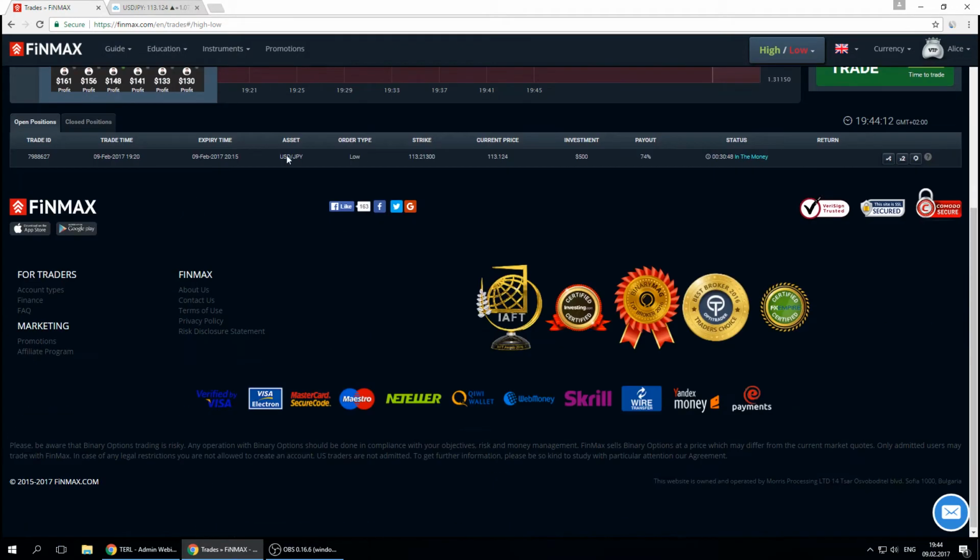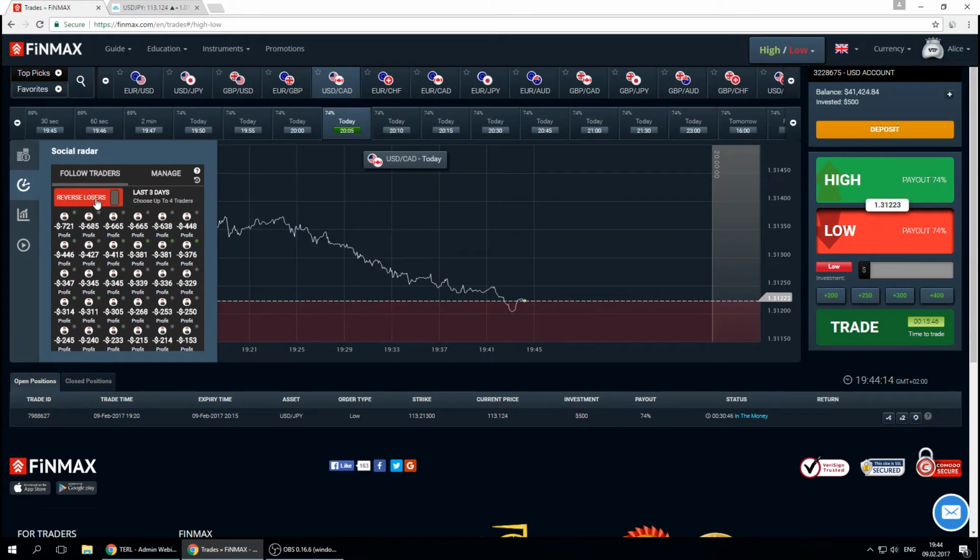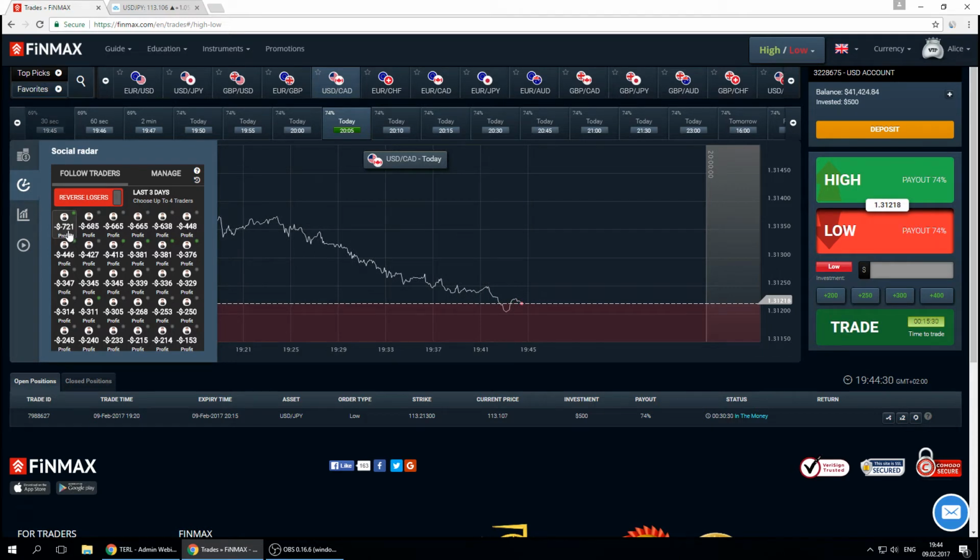Also, you can choose among all of them to see what is better for you. We have such a function on the platform as reverse losers. You can choose among traders who are not trading so well, and their trades can also be copied, but vice versa. If this trader opens a trade for Euro USD high for 2 minutes, on your platform it will be opened for low, the same time frame, but in the opposite direction. It will allow you to make money too.